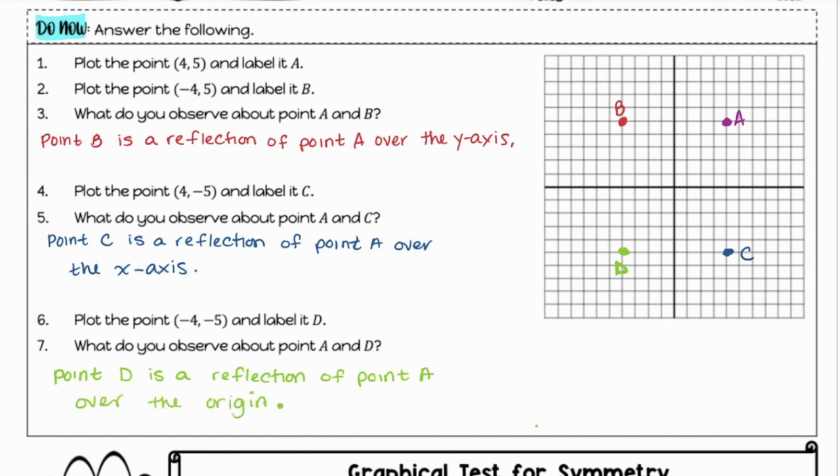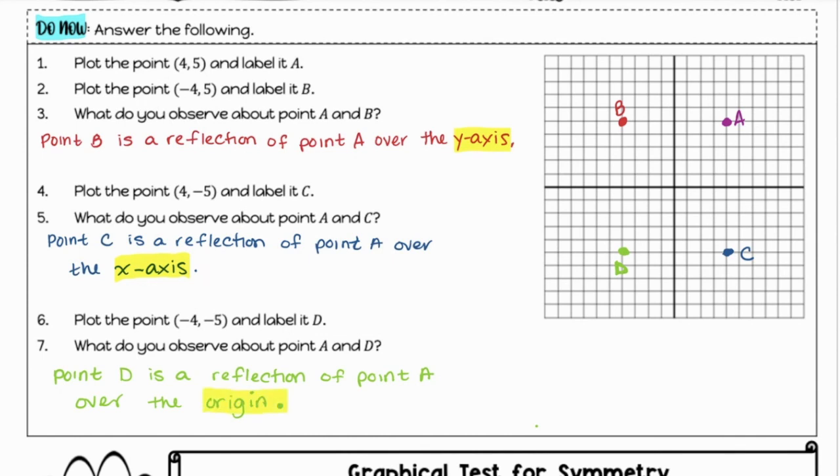All right, so here is my graph and here are my answers. For number 3, we see that A and B are reflected over the y-axis. For question 5, we can notice that A and C are also a reflection, but this time over the x-axis. And for number 7, A and D are a reflection, specifically over the origin.